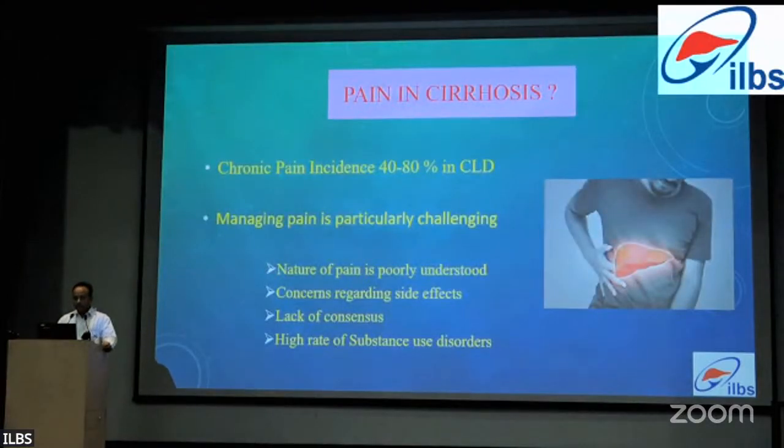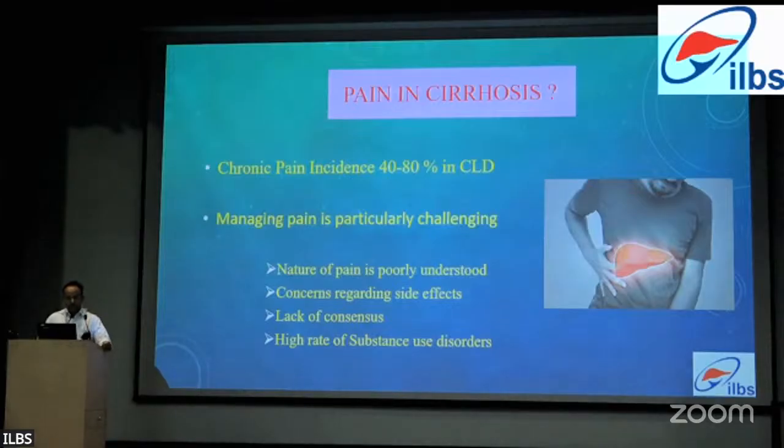Now, coming to pain in cirrhosis, it is very, very common, and around 40 to 80% of chronic liver disease patients complain of pain during the course of their disease, and yet managing pain is particularly challenging in these patients. There are certain reasons why. First is the nature of the pain. It is very difficult to assess the exact nature of the pain, whether it is originating from musculoskeletal or visceral or neurogenic sources, or is centrally mediated. The other concerns are regarding the side effects of opioids and other complications like renal dysfunction and the presence of hepatic encephalopathy. In fact, there is no consensus or guidelines which suggest how to manage the pain in these patients.